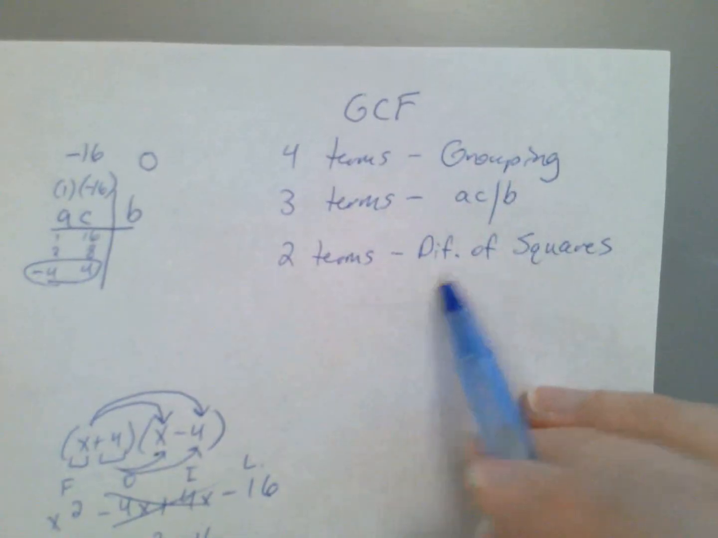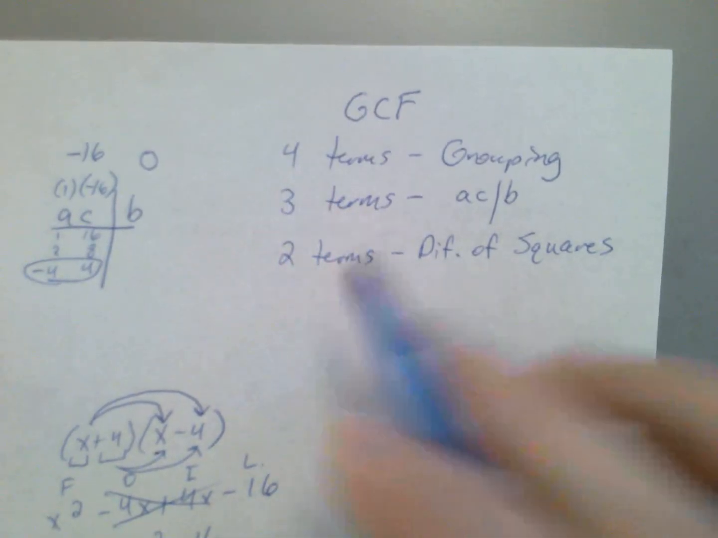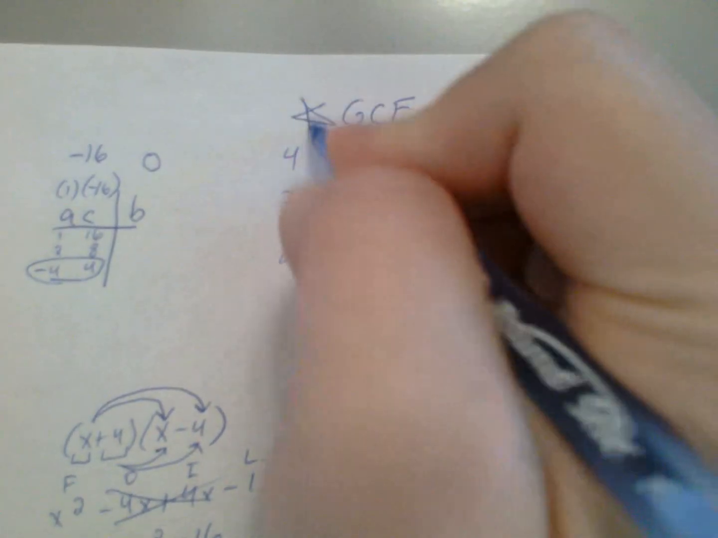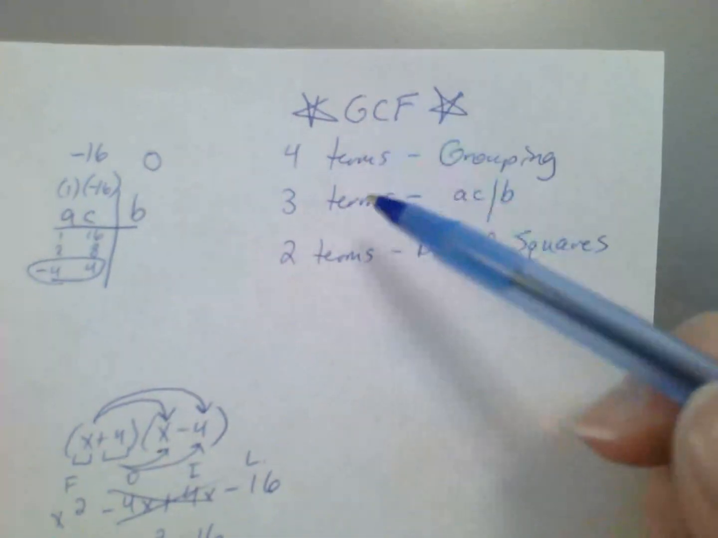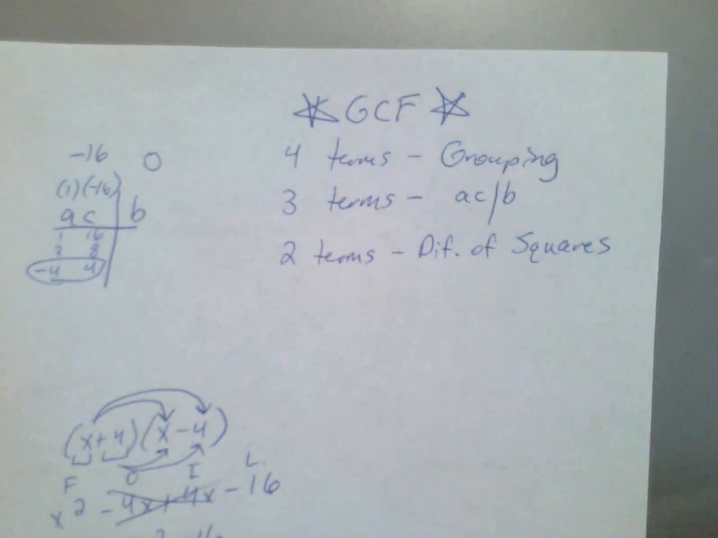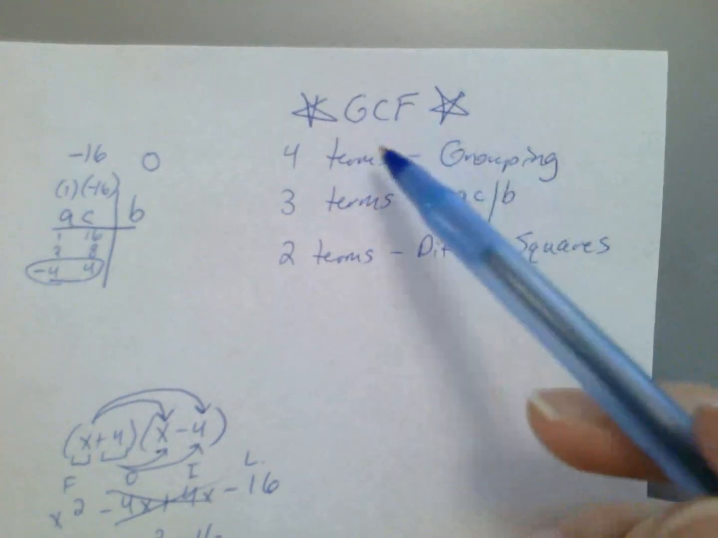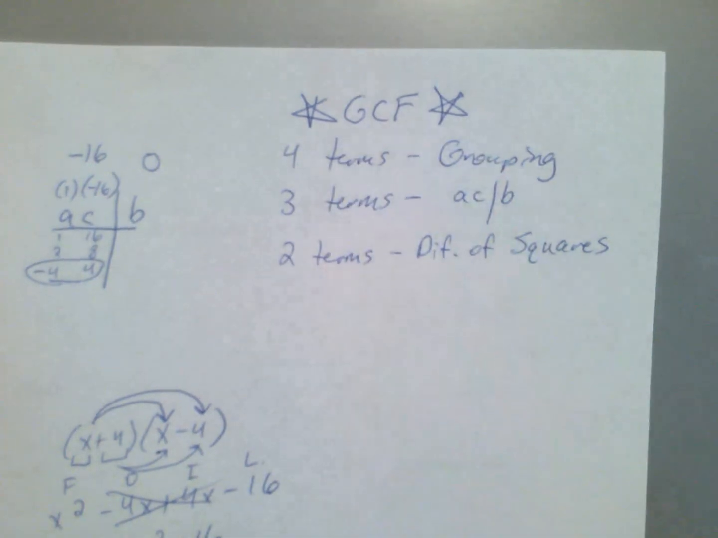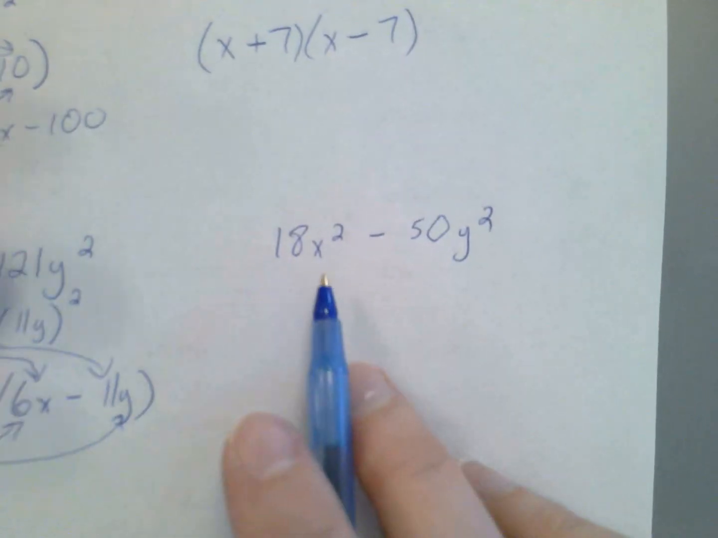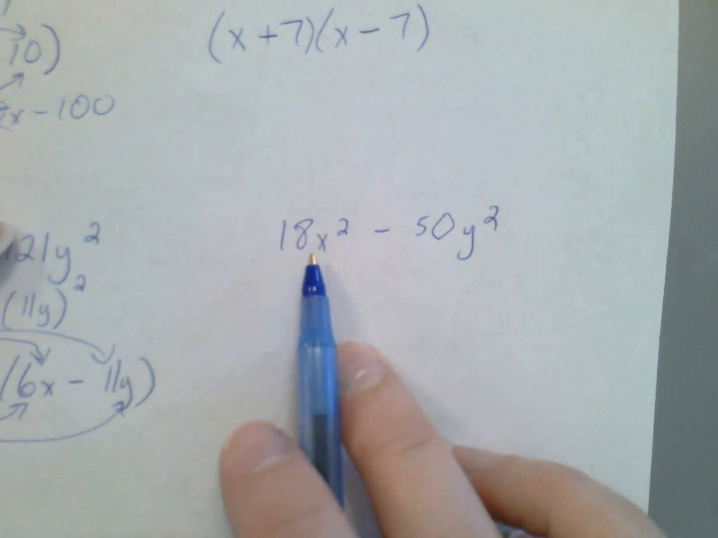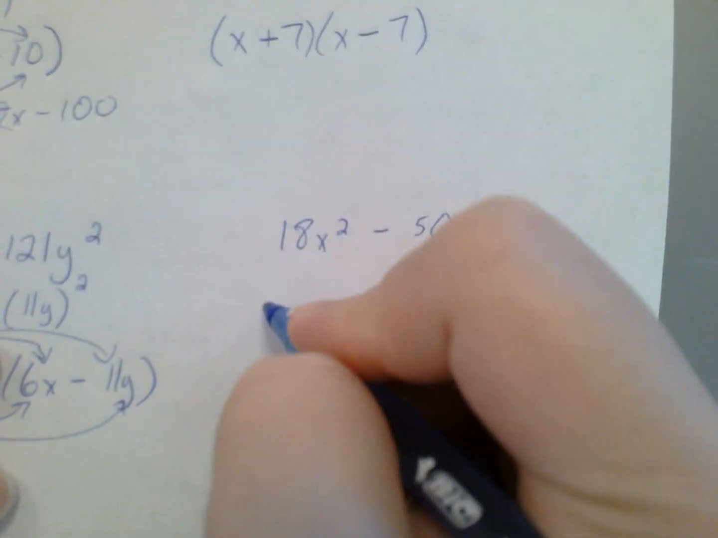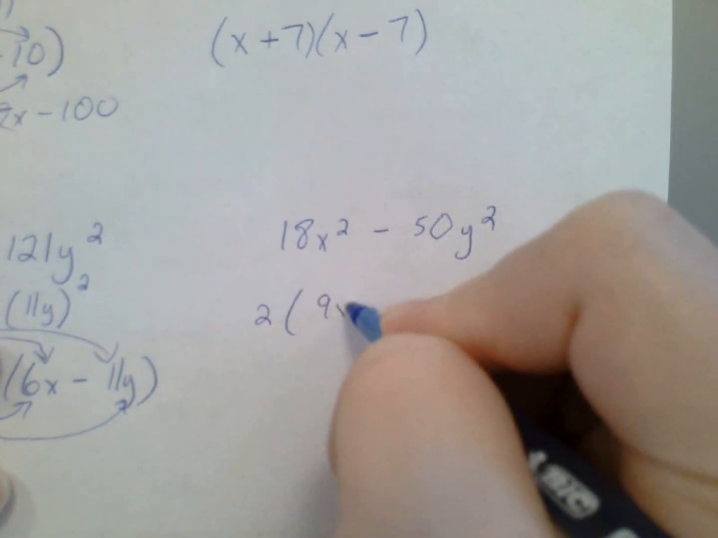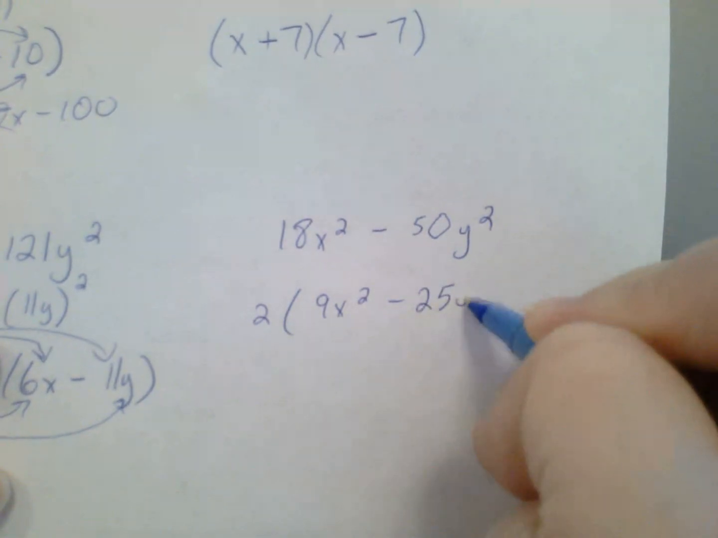Well, keep in mind that for all the factoring, whether it's 4 terms, 3 terms, or 2 terms, we're supposed to look for a GCF first. A lot of the time we jump into our strategy, either grouping, ACB chart, or difference of squares, that sometimes we forget that we're supposed to check for a GCF first no matter what. So there is a GCF that goes into both 18x squared and 50y squared. They're both even, right? So for sure you could divide both of these by 2. So that would leave me 9x squared minus 25y squared.